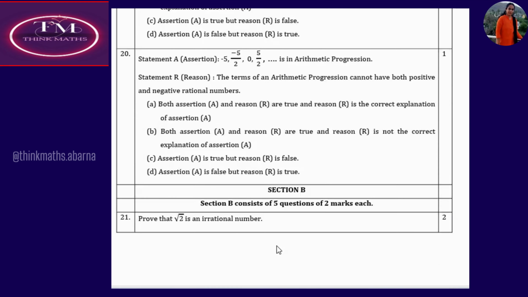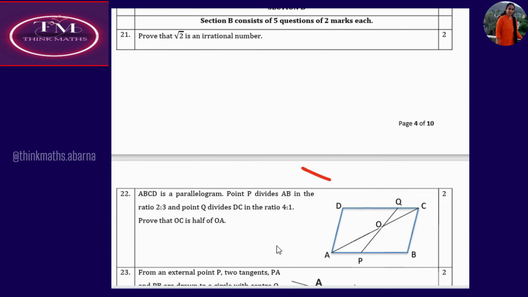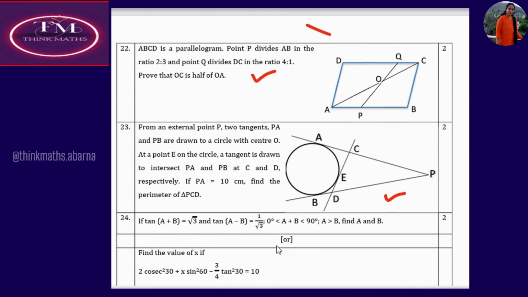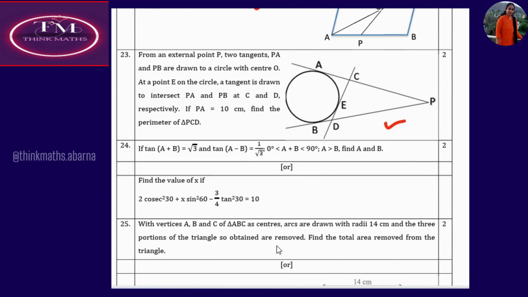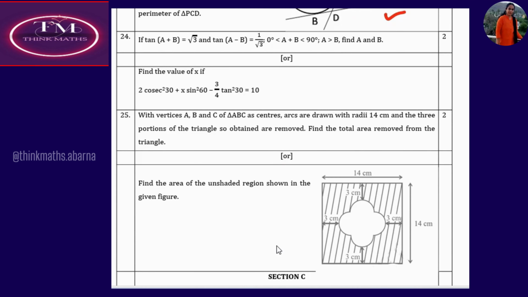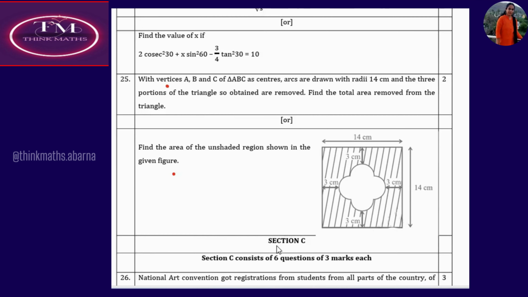Okay, children. Next, section B is the 2 mark questions. In 21, you have to prove that root 2 is an irrational number, and in 22 you have a parallelogram, and you have to prove that OC is half of AE. You have to answer 21, 22, 23, and in 24 you have internal choice. Either you can answer this tan (A+B), or you can answer this. Even in the 25th question, you have internal choice. You can answer either this, or the area of the unshaded region. So this is the internal choice in section B.